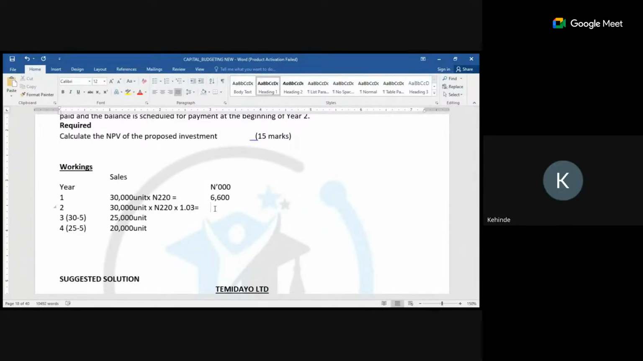Year 2 will be raised to power 1 because it's the first year of increment. This year will be year 1, raised to the power of 1. The next one will be the first year that you increase that variable, raised to the power of 1. Then the next one is year 2, raised to the power of 2.